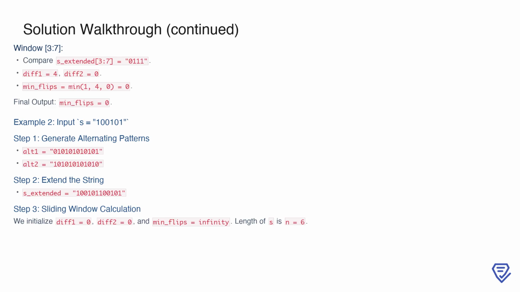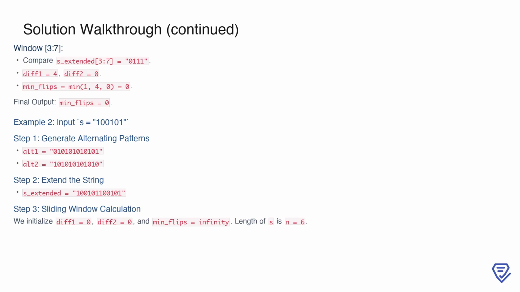Next, for window 3:7, the substring is 0111. Comparing against alt1, there are mismatches at all 4 positions, so diff1 equals 4. Against alt2, there are no mismatches, so diff2 equals 0. This gives us a new min_flips equals min(1, 4, 0), which equals 0. Since this is the lowest possible value, no further flips are needed. The output for this example is min_flips equals 0.